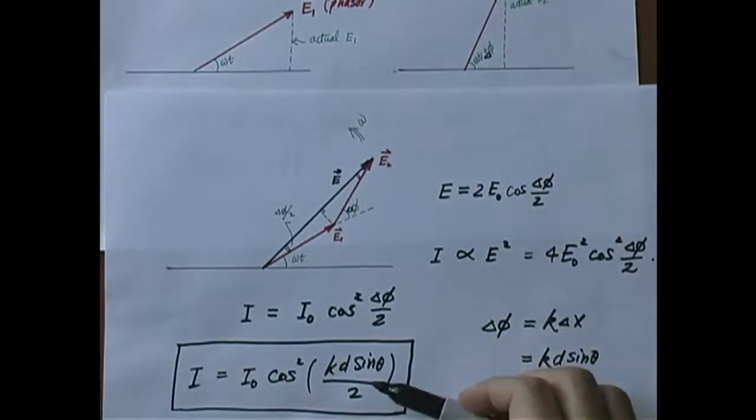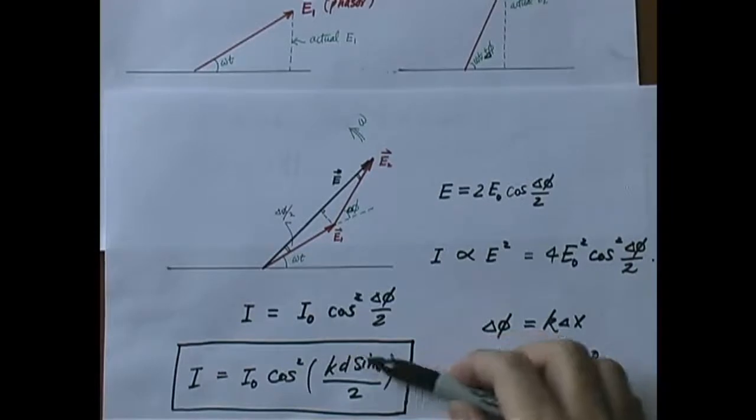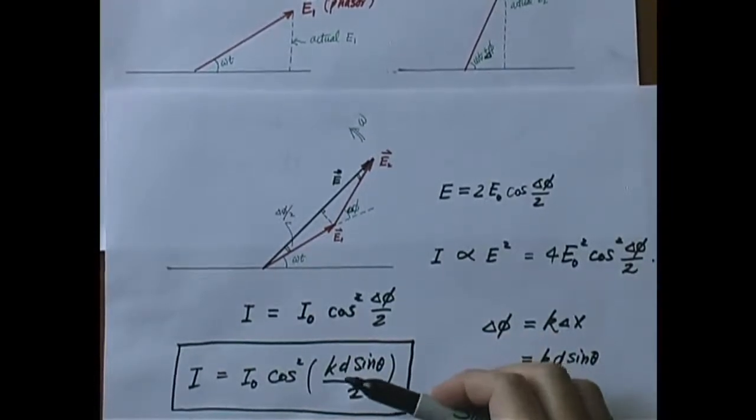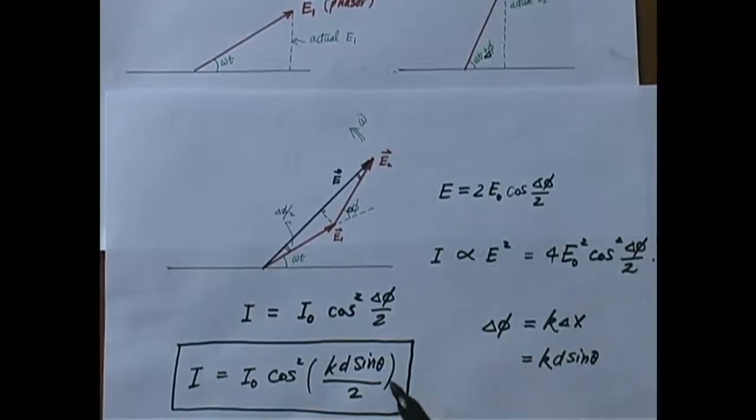At the center of the screen, theta equals 0, sine theta is also equal to 0, and therefore the whole argument, the whole phase angle becomes 0. Cosine 0 is a maximum, which is equal to 1. So when you set theta equal to 0, the cosine squared function becomes 1, I equals I naught. So what is I naught really? I naught is the intensity in the middle of the screen. It is also the maximum intensity. So that's what I naught really means here.